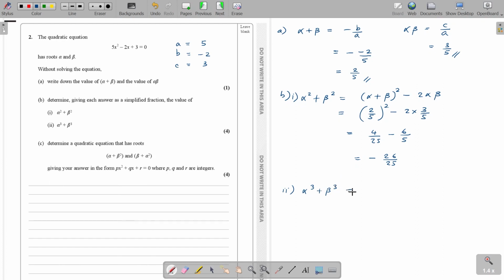So alpha cube plus beta cube, what's the formula? Again, they have given you the exact equation in the textbook. Directly this is alpha plus beta whole thing cube minus 3 alpha beta times alpha plus beta. You must remember this equation to use for alpha cube plus beta cube. So let's use the formula. This is a standard formula that you are allowed to quote directly. So alpha plus beta is going to be 2 over 5.